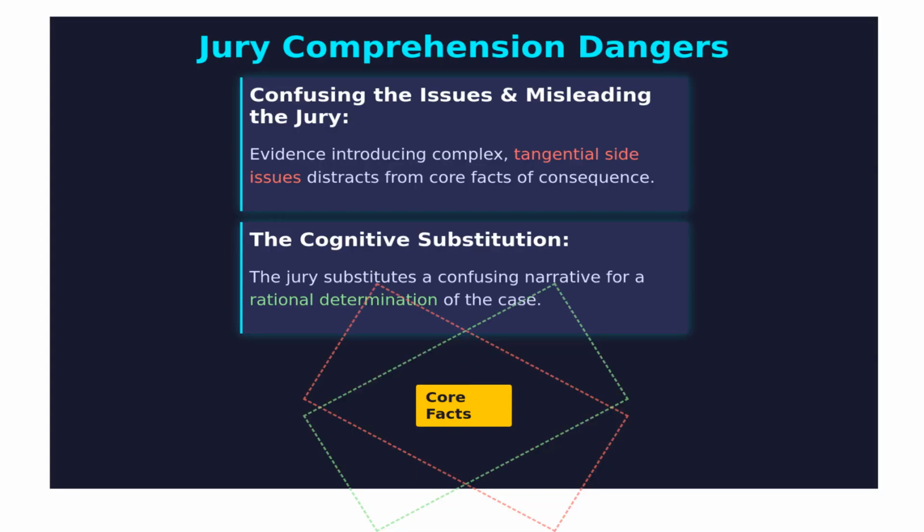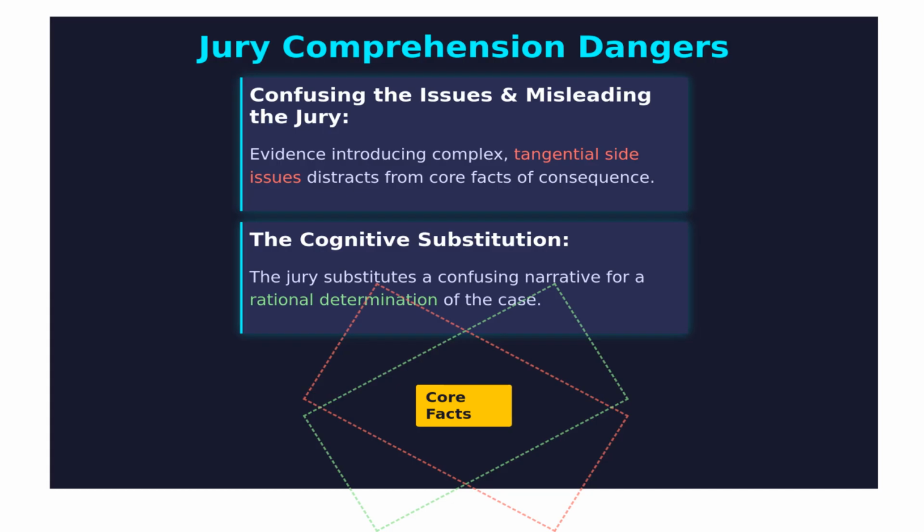While emotional prejudice is a major concern, Rule 403 also guards against dangers that confuse the jury's ability to process the facts logically. This brings us to the second set of dangers: confusing the issues or misleading the jury. Evidence might not be inflammatory, but if it introduces complex, tangential side issues, it can severely distract the jury from the core facts of consequence in the case. Imagine a trial about a simple contract dispute suddenly bogged down in decades of unrelated business history.